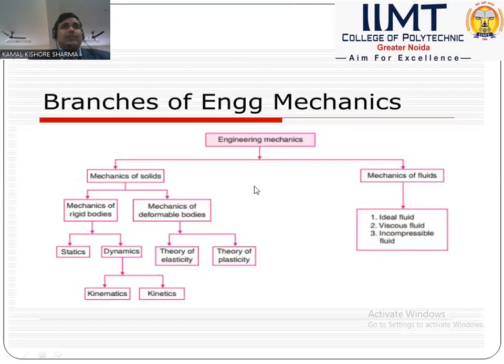So here are the different branches of applied mechanics or engineering mechanics. Some branches are mechanics of solids, where we study the rigid body and the mechanics of the deformable body. A rigid body means a body on which force has no effect, and this branch is divided into statics and dynamics. Here statics means the branch of science where the body is at rest, and dynamics, as we previously discussed, is where the body is in motion. It is also divided into kinematics and kinetics, which we will discuss further.